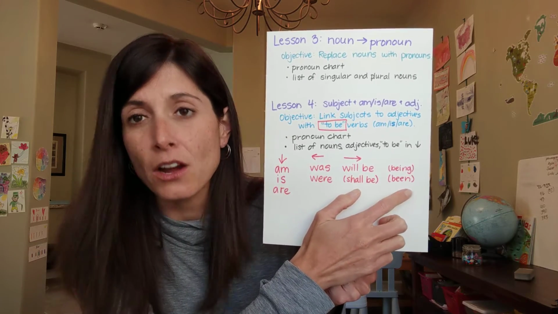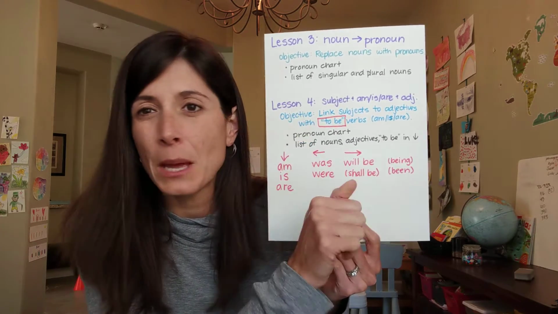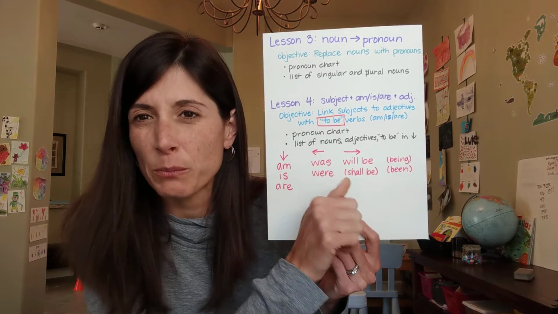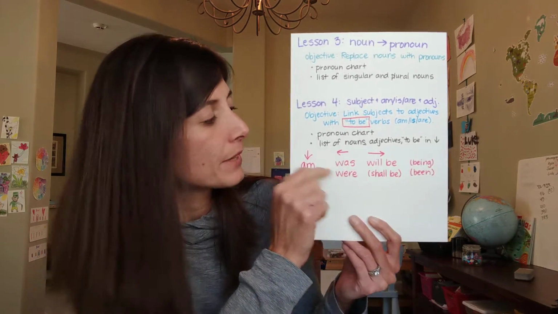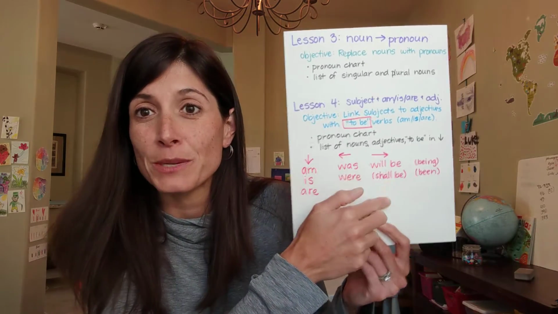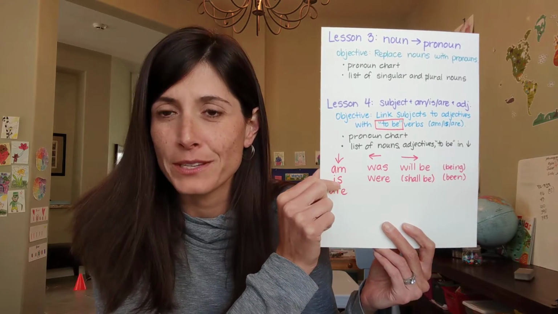Being and been are also forms of to be, but we're not going to use them right now, and we probably won't talk about them for a very long time. These are the main to be verbs. Once again, the always verbs.